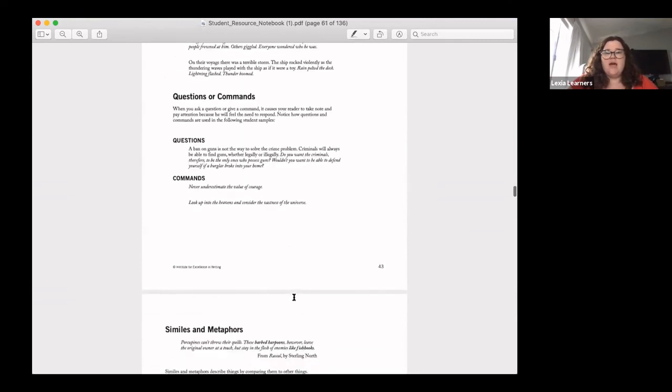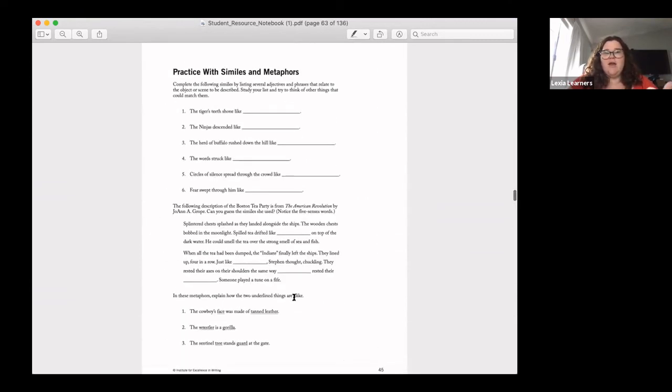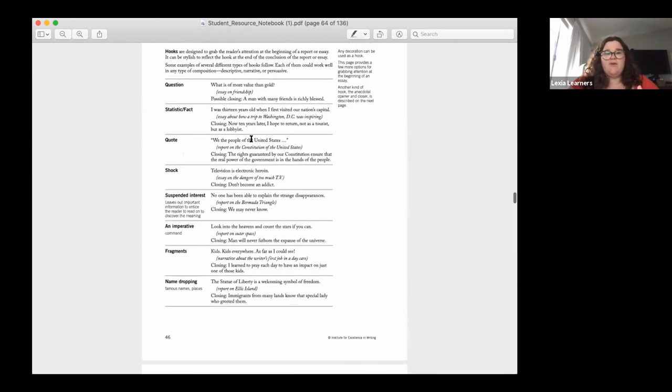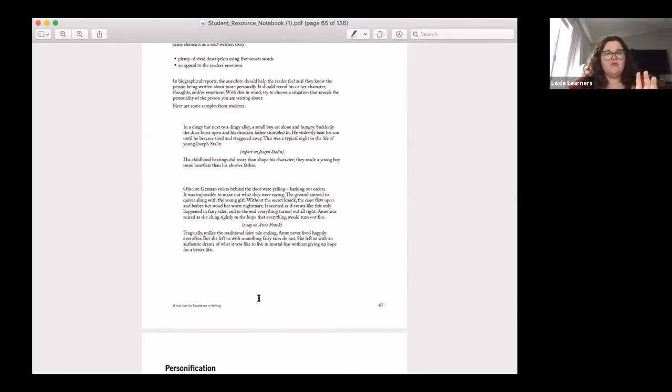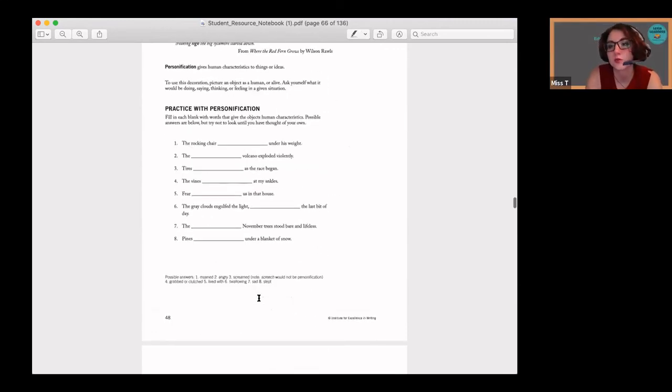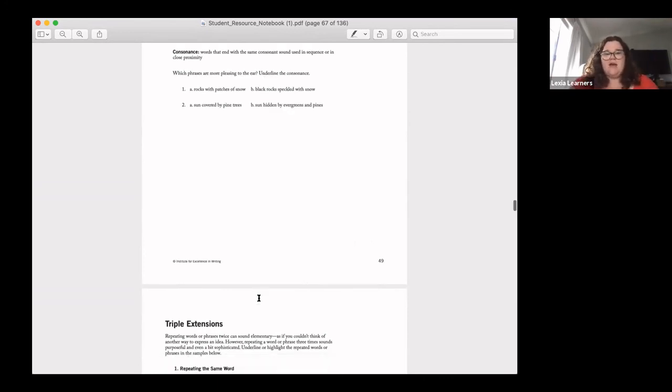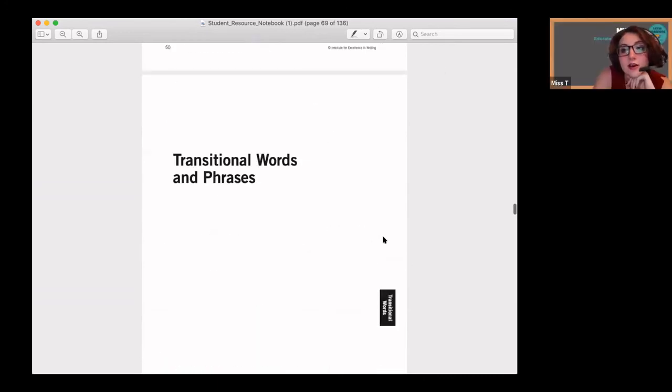But yeah, so there's tons of stuff. There's worksheets in here, ways to practice similes and metaphors, different types of hooks, how they can start different paragraphs. The student resource notebook is something you'll probably use a lot. So with the practice pages, if there's something a student is struggling with, we could just go to the extra practice. Exactly, because there's some practice in the book, but then there's more practice back here as well. Okay, awesome.